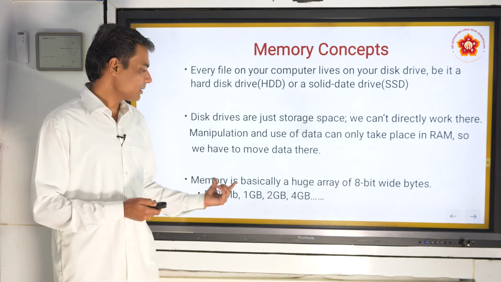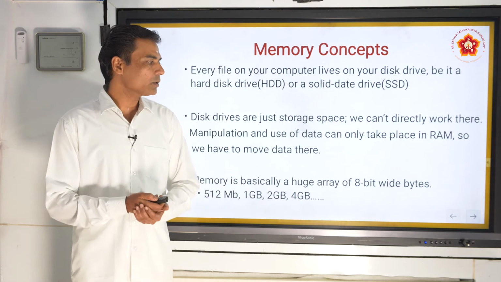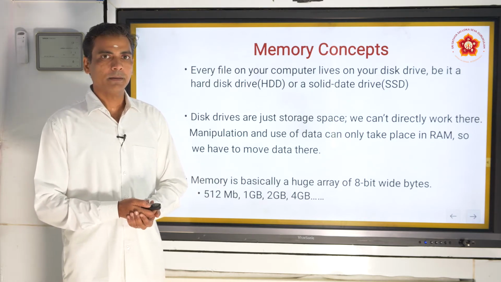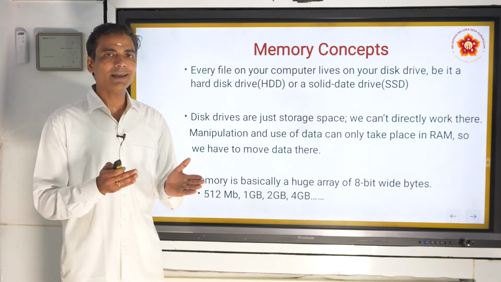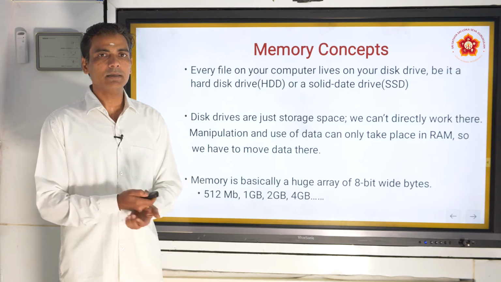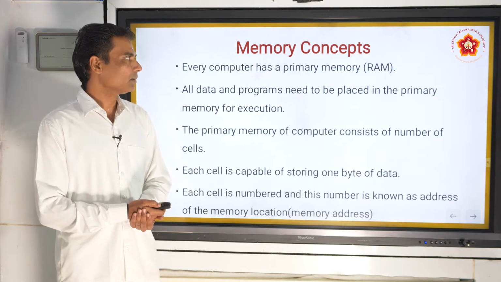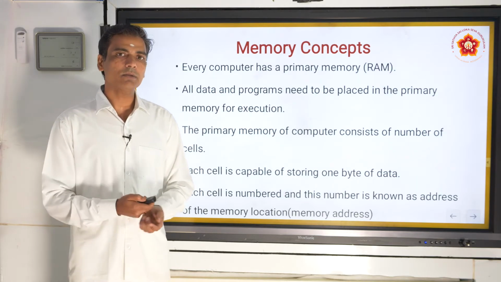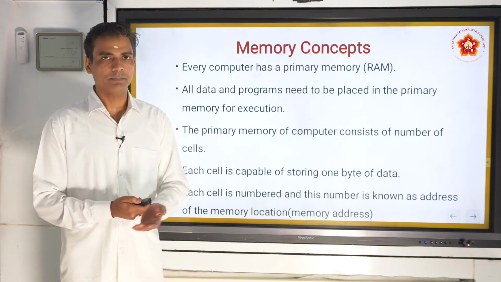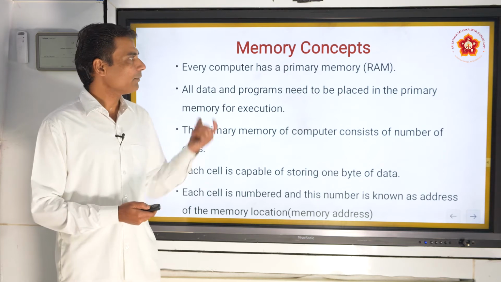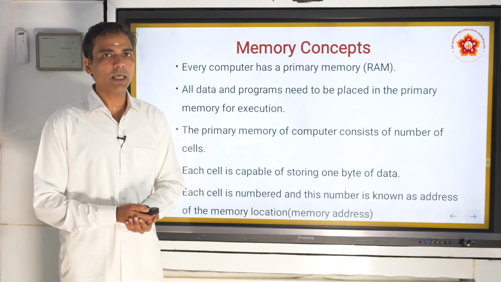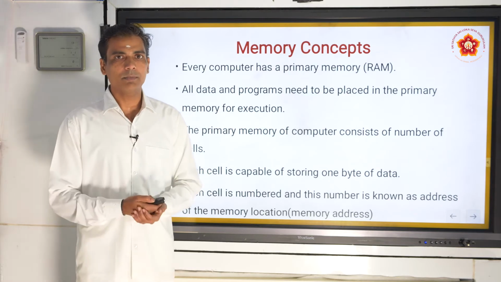And this memory is basically a huge array of 8-bit wide cells. We can logically picture the memory as cells. Each cell size is 1 byte wide. So 1 byte comprises 8 bits. We know bit means binary digit, 0 and 1. So every computer has a primary memory, that is RAM. If a computer does not have RAM, we cannot even start the computer itself.